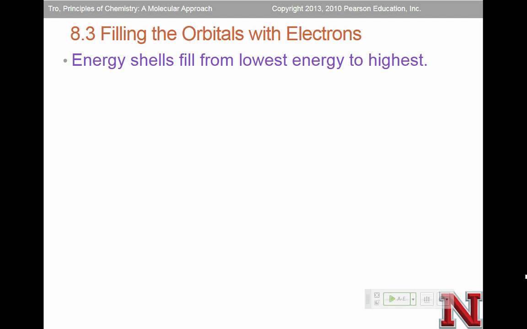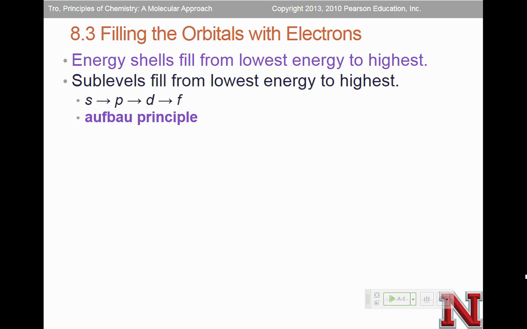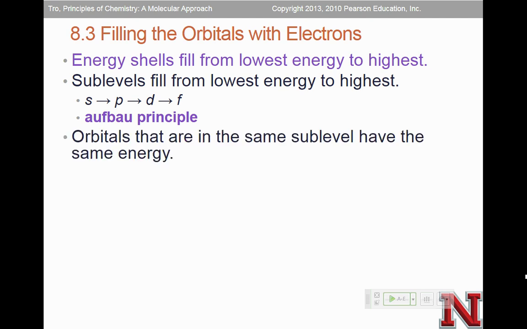Energy shells always fill from the lowest energy to the highest, because the ground state electron configuration has all electrons in the lowest possible energy levels that it can be. So we always fill closer to the nucleus, 1s first, then 2p, and so on. We always fill as we increase in energy. Sublevels fill from lowest to highest energy, and we call that the Aufbau principle. We're always filling from lowest to highest.